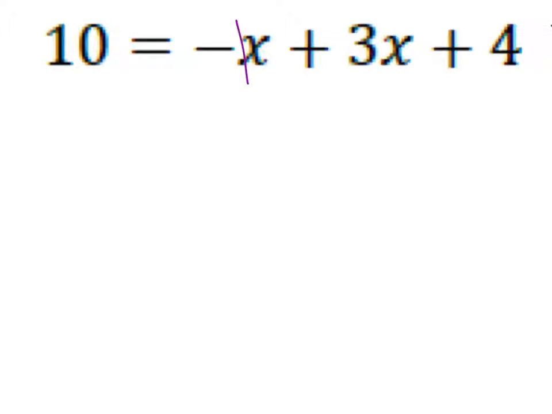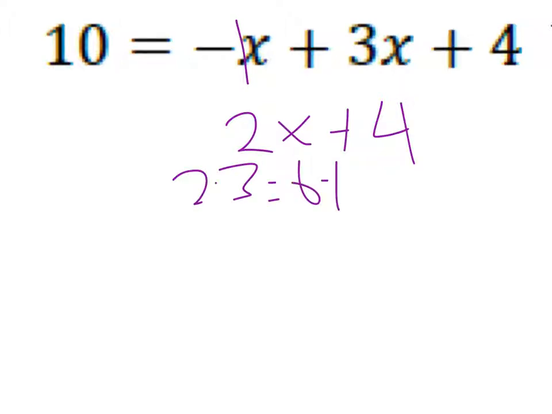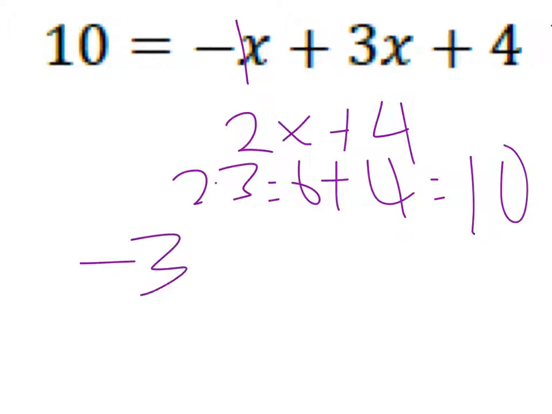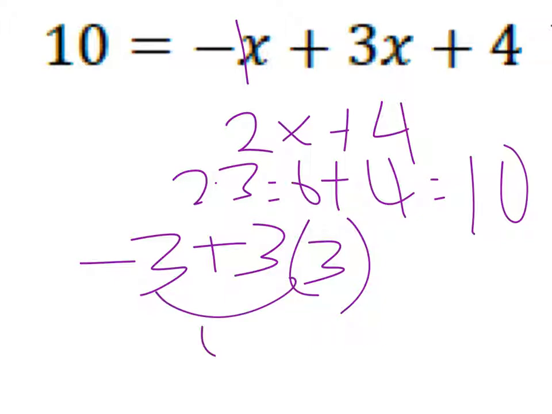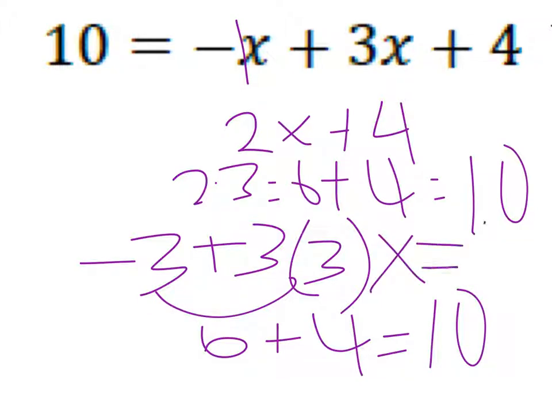So this is a 1x. So that would be 2x plus 4. And then you're trying to get to 10. So 2 times 3 equals 6 plus 4 equals 10. And in my verify, if you substitute the x for 3, so negative 3 plus 3, and that's 9. So negative 3 plus 9 is 6, and then plus 4 equals 10. So x equals 6.